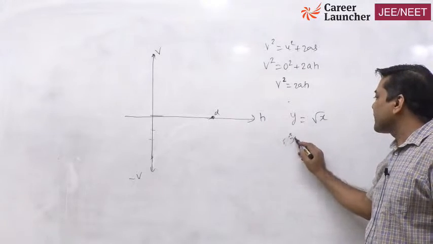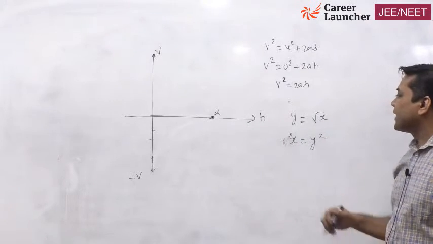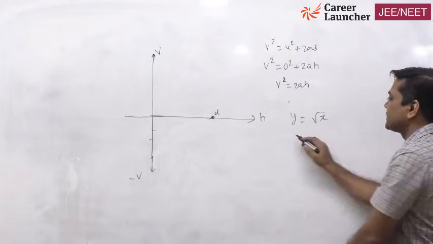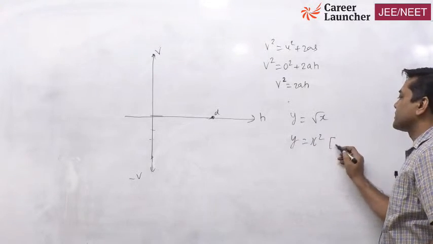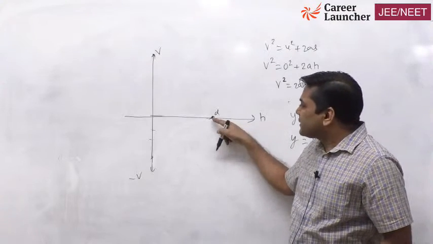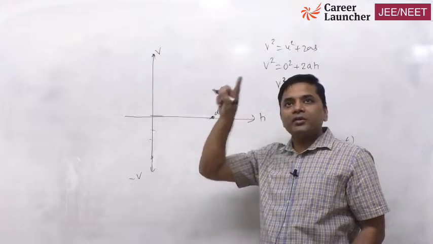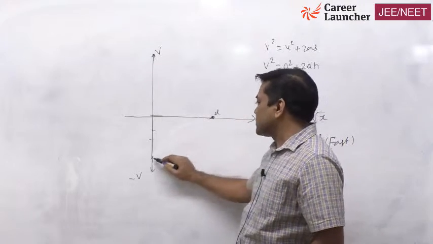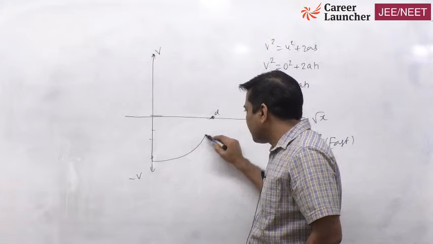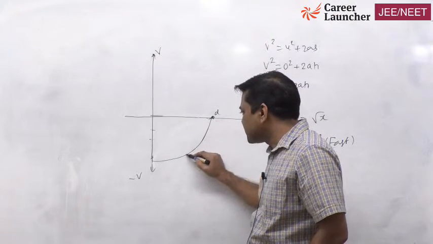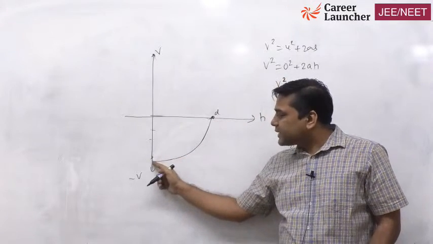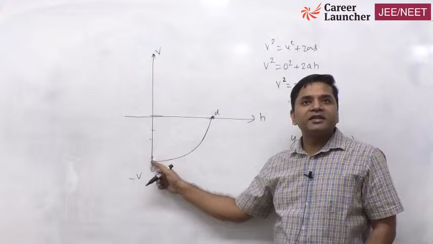In the opposite way, y equals x square is fast. So here what is happening is that once you drop from d, velocity v versus h will be a parabolic graph. This is the nature of the parabola, and it will intersect here and become 0 instantaneously.